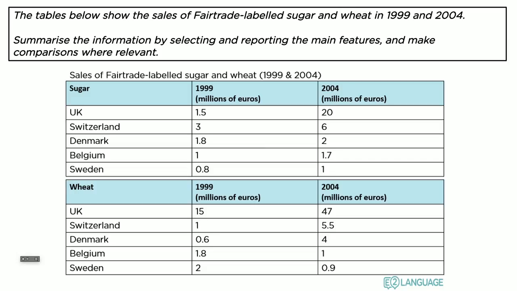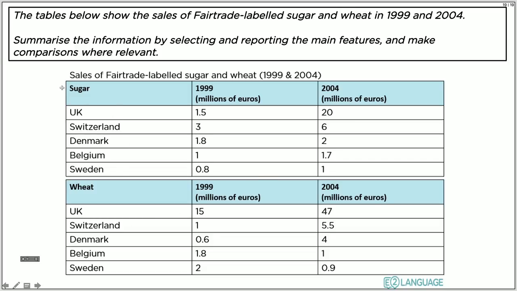The first thing we want to do is read that first sentence because it actually describes what you're looking at. The tables below show the sales of fair trade labeled sugar and wheat in 1999 and 2004. Okay, let's look closely at this. So this table is for sugar sales. This table is for wheat sales, okay?